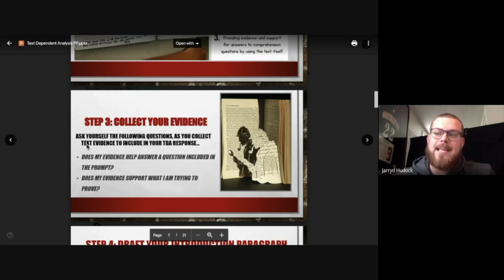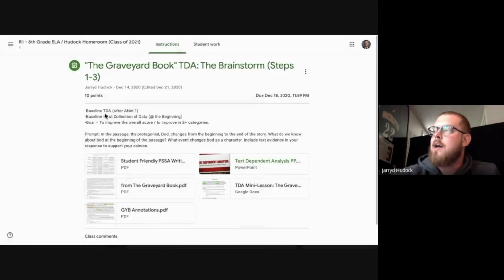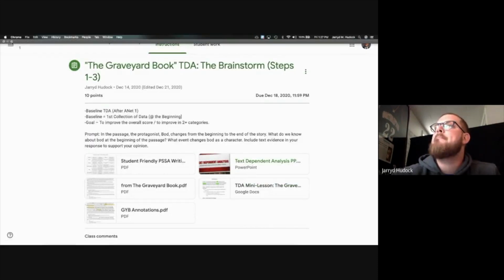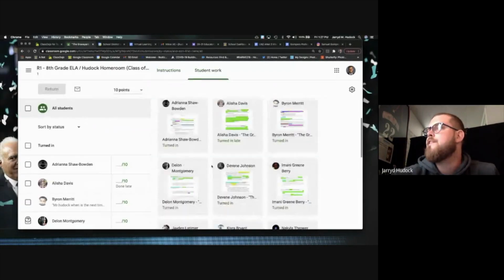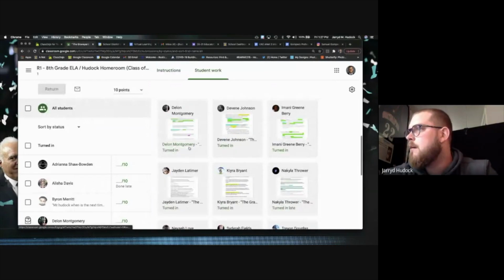So as they're doing that second read, they can be pulling out the evidence in their annotations that goes along with those TDA questions that they need to answer. So I'll just show you guys some of the student work. I'll just pull up a student's work for this assignment. We'll do Delon.